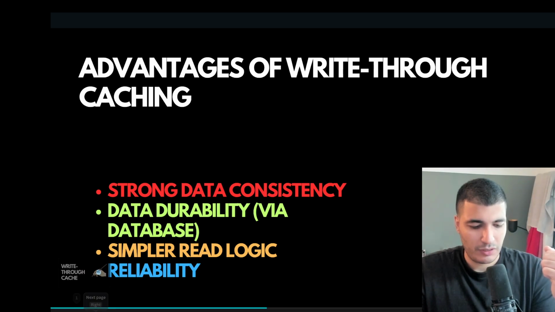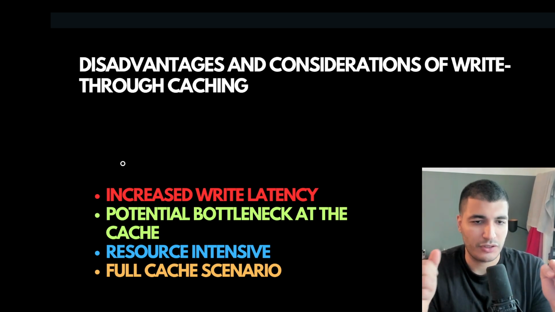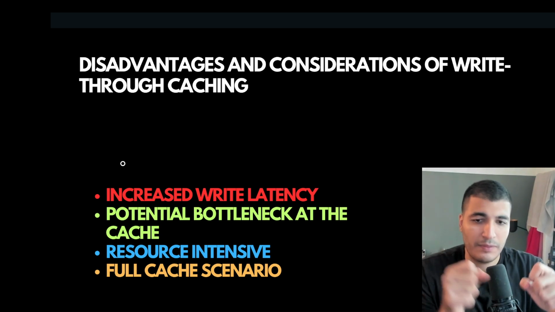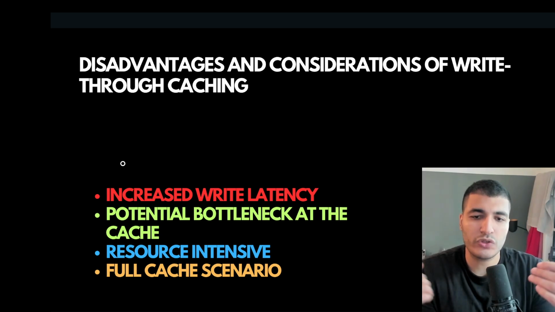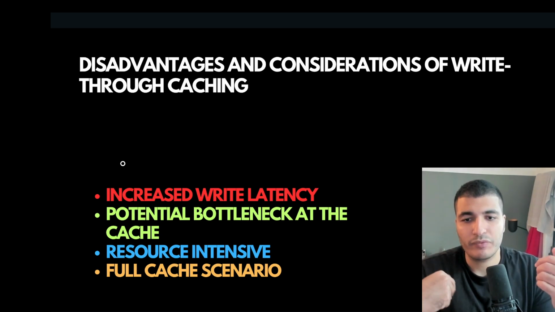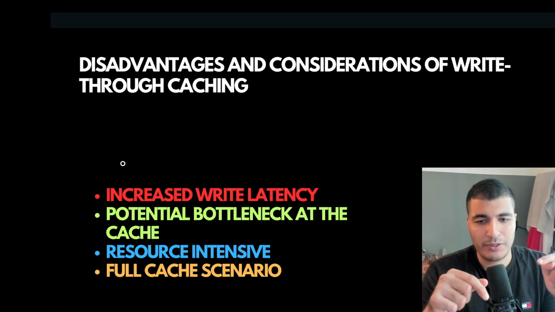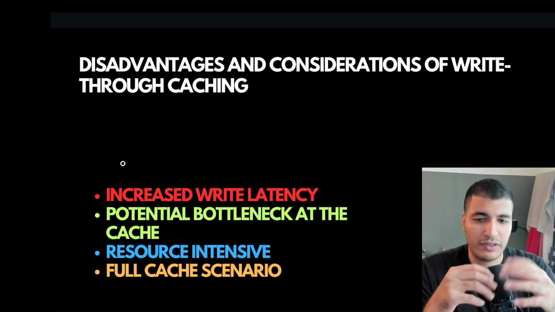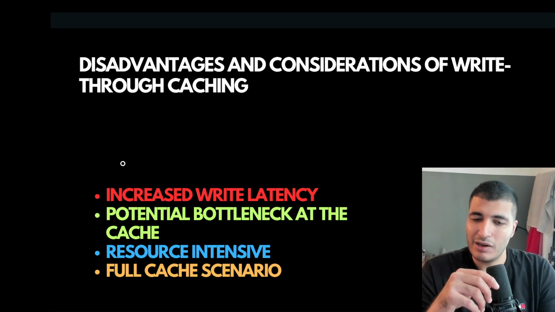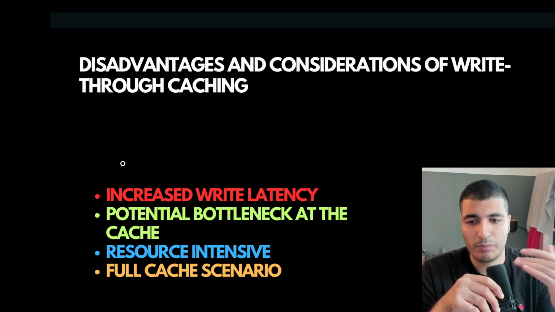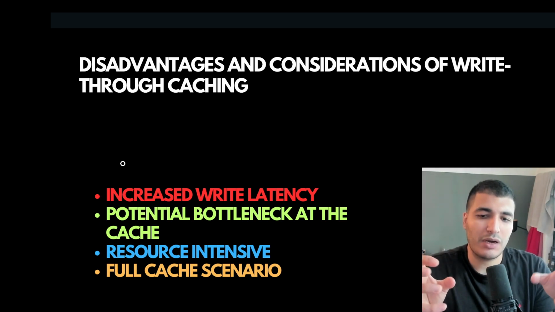Okay, let's talk about the disadvantages and considerations of write-through cache. Number one, increased write latency. This is the most significant drawback, because every write operation involves two separate write steps. One to the cache, which is usually fast, in memory, and one to the database, which is often slower, involving disk I/O operations. The overall latency for a write operation is higher. The application has to wait for both writes to complete before it can proceed. This can slow down write-heavy applications.